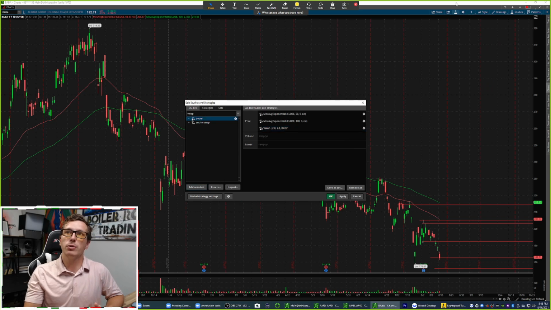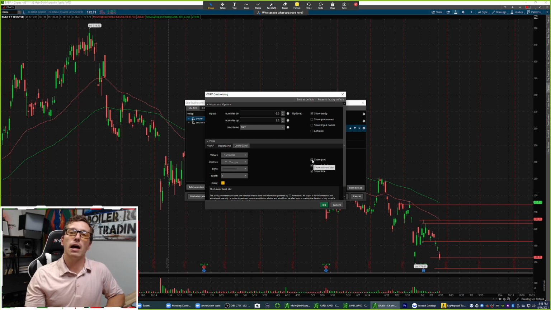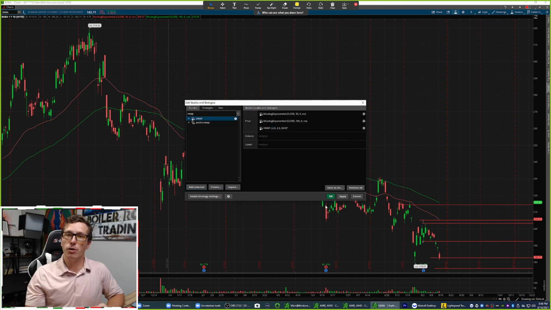So again, when you go into your studies tab and you add the volume weighted average price, you can double click it, and from there you can go in and edit it. You don't want to change any of the numbers on the top here, -2 or 2, you just want to keep those the same. Now when it comes to the upper band and the lower band, you can see I did not have mine plotted, so I'm going to go ahead and plot those for you guys. Update the chart so you know what it looks like now.